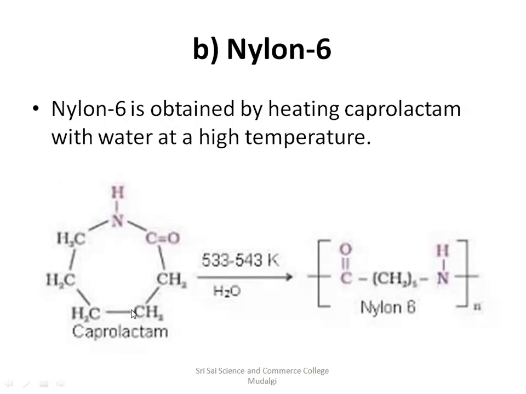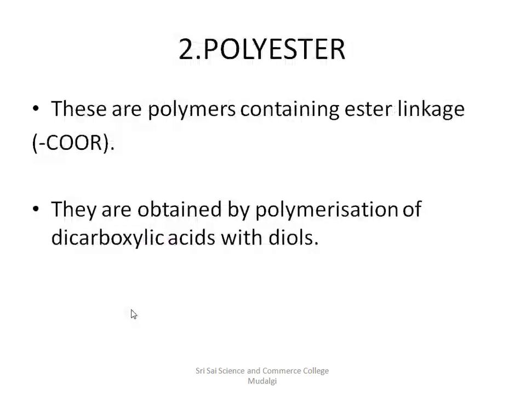In nylon 6,6, what are the monomers? Adipic acid as well as hexamethylene diamine. So don't get confused between nylon 6 and nylon 6,6. Now the second type of condensation polymer we are going to discuss is polyester. Look, in polyamides there are two examples, one is nylon 6,6 and the other is nylon 6. What is common in them? What type of linkage? The CONH group, that is the amide linkage, is present.